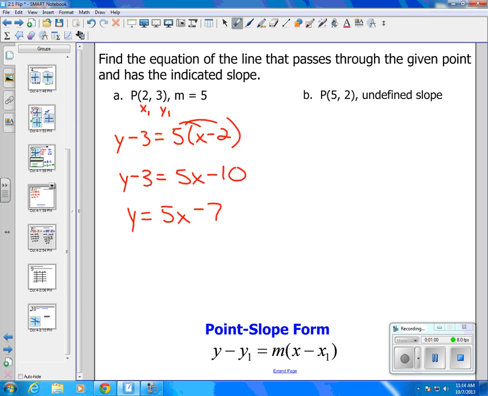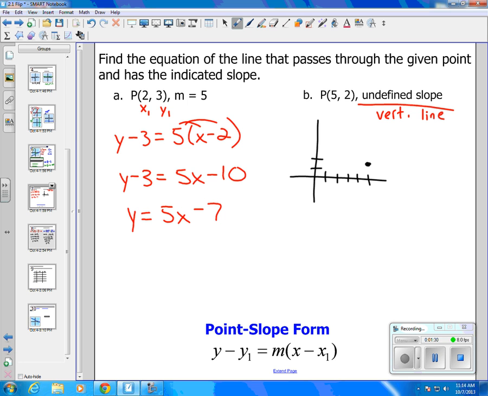Now you'll notice the next one in letter B is a little bit unique because we are told that we have an undefined slope. Now I can't plug in the word undefined for slope into point-slope form. So here you may want to create a little sketch to help you through. And if you remember what we learned back in the first presentation of 2.1, undefined slope means we will have a vertical line.